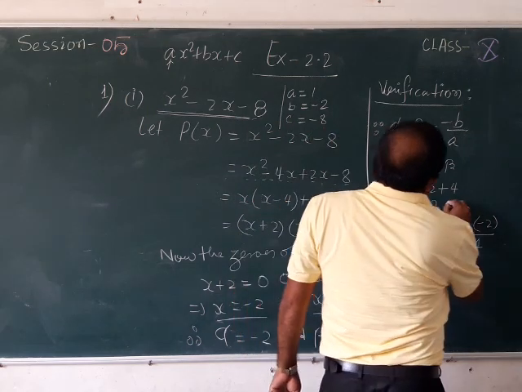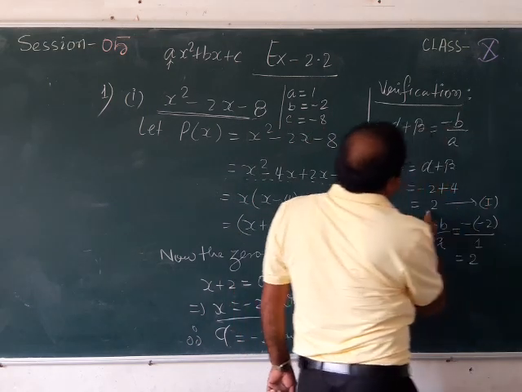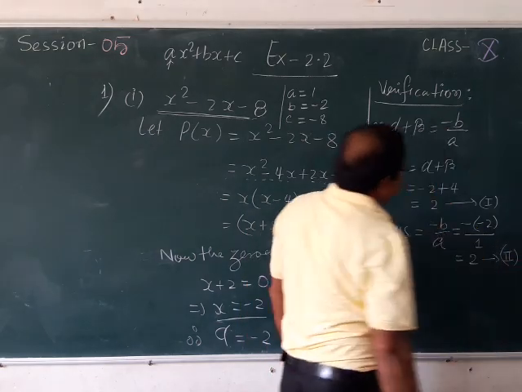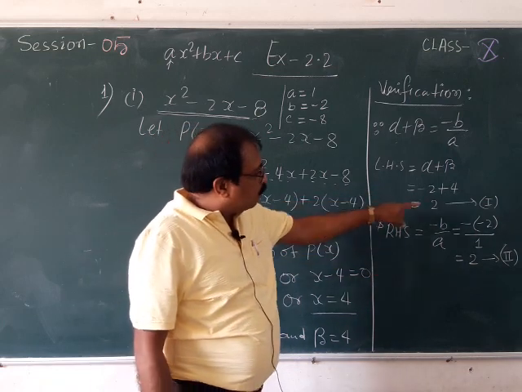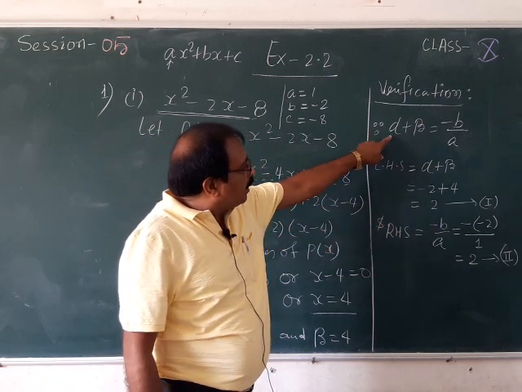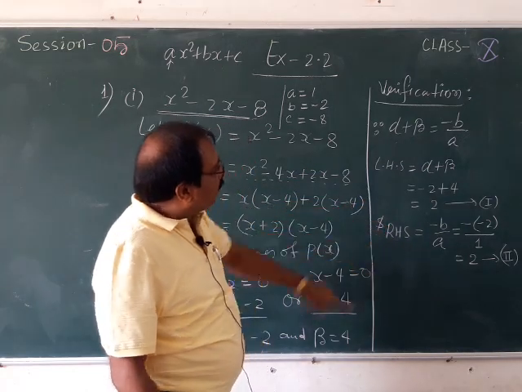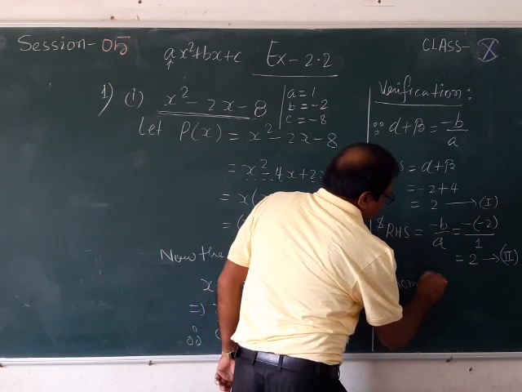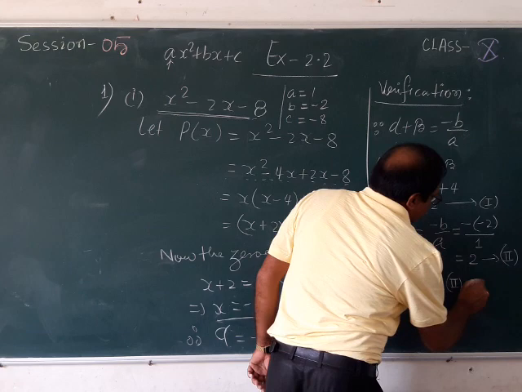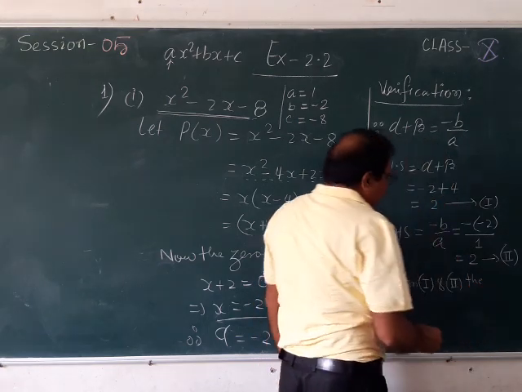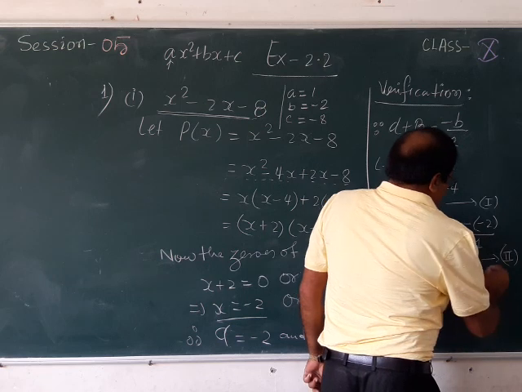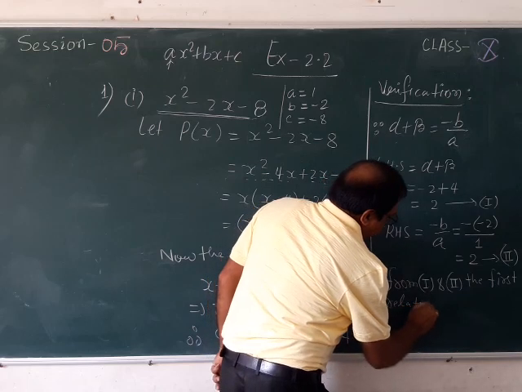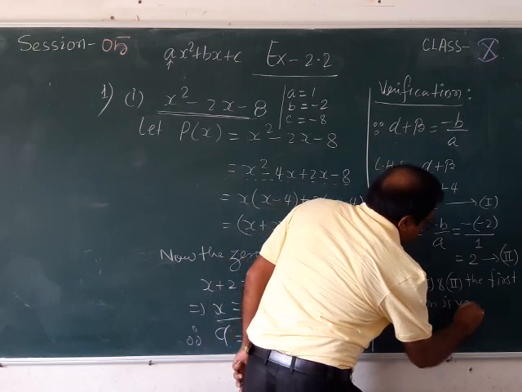You can see that here alpha plus beta is coming 2, and here also from the equation, directly when I am writing the value of b and a, this value is matching. That means the first relation is verified. So from first and second, the first relation between the roots is verified.